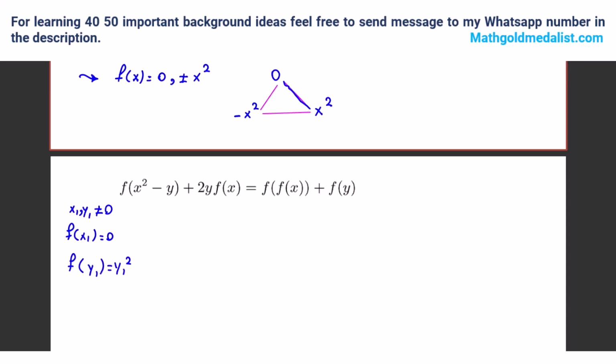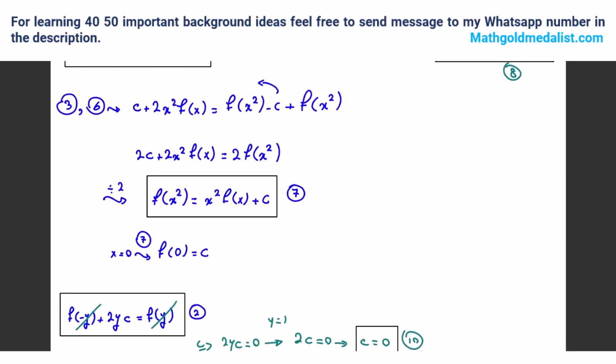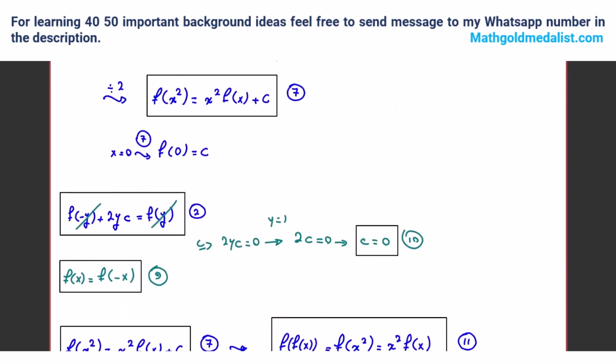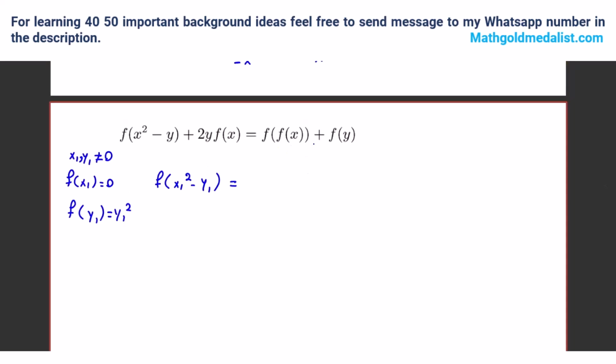For non-zero values, we want to see, is it possible that one of them equals 0, one of them y squared, or not? So if we replace f of x1 squared minus y1 plus, because f of x1 is 0, we can cancel this. F of x1 is 0, we know f of 0 also is 0. We proved this in result number 10. So f of 0, f of y is what? F of y1, okay? Which is y1 squared. Now we can say what from here? You can say, okay, this one is 0.